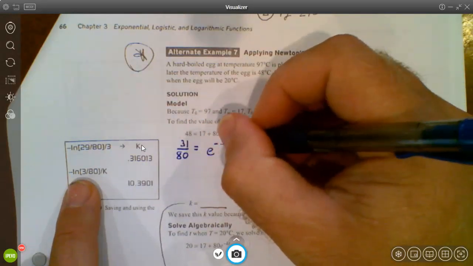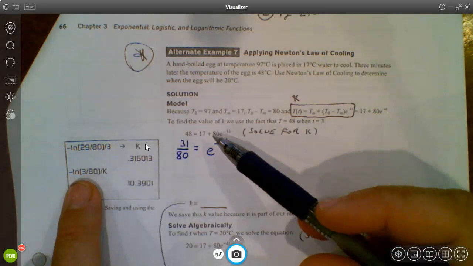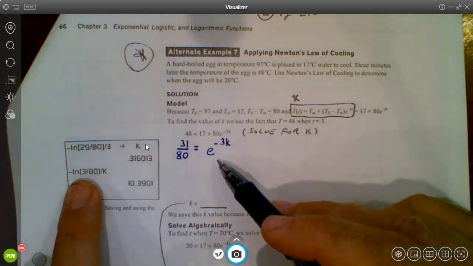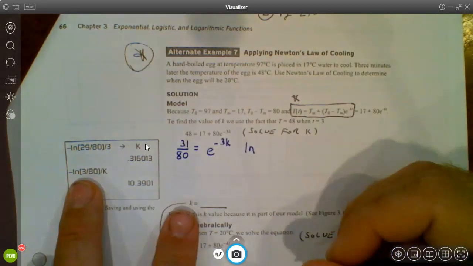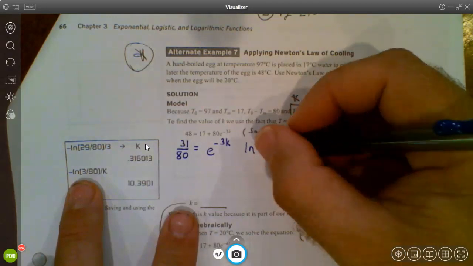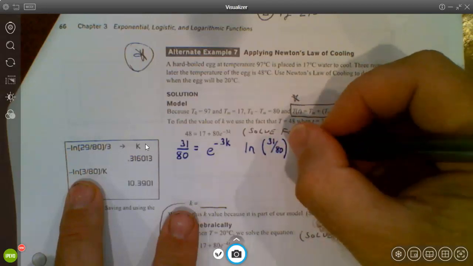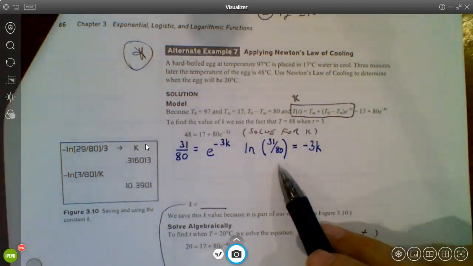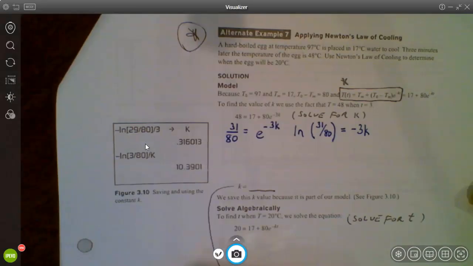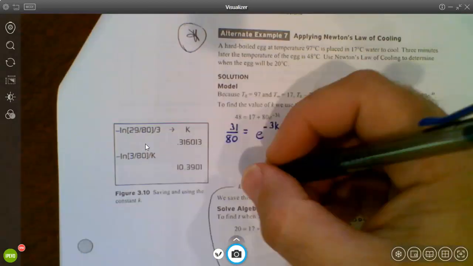Remember, the entire purpose of logs is to get an exponent by itself. So that's the only way for me to isolate this guy, is to change it from exponent form into log form. So I'm going to use a natural log since my base is e. So natural log of e, base e, brings the 31 over 80 to this side, isolates my exponent, which is what we were trying to do, and then of course I'm going to divide this by negative 3 to figure out my value for k. So that's what I did right here. So we're getting about 0.316, I'm going to say, trying to keep that fairly accurate.